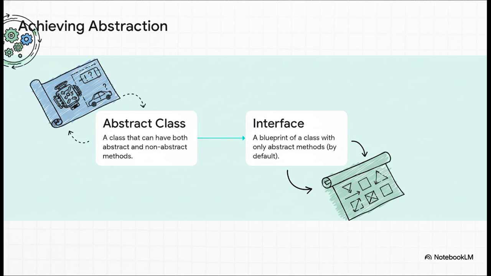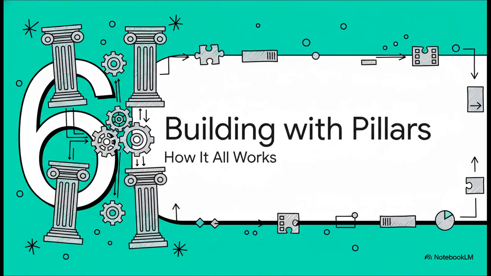Well, you've got two main tools in your belt. First, you have abstract classes. You can think of these as partial blueprints. They can provide some of the implementation, but leave other parts for the child classes to figure out. Then you have interfaces, which are pure blueprints. An interface just lays down the rules. It says any class that implements me must have these methods, but it gives zero details on how to actually build them.